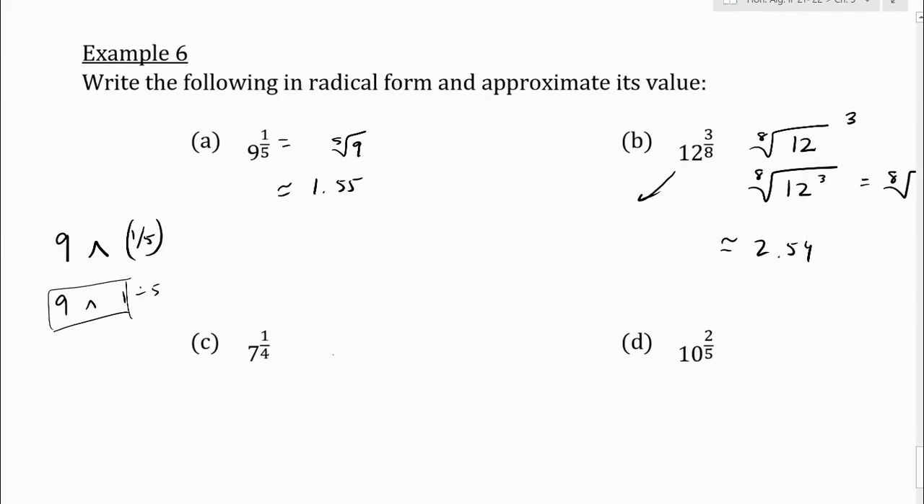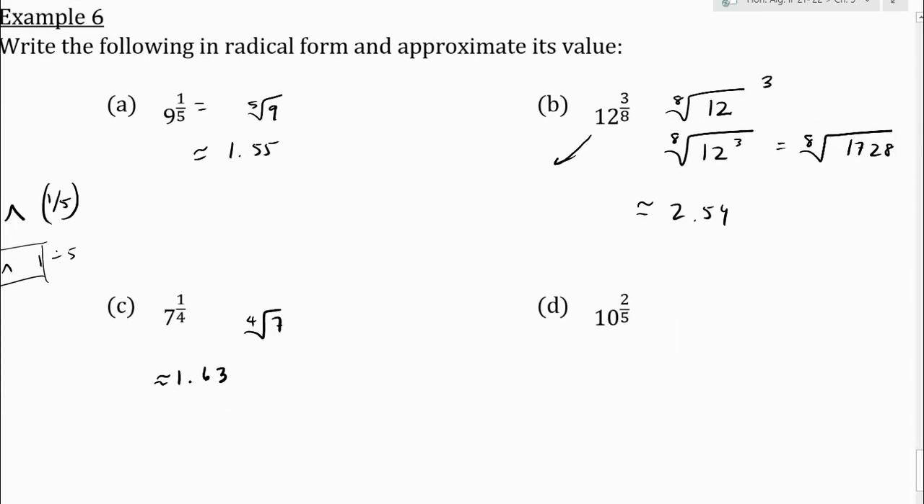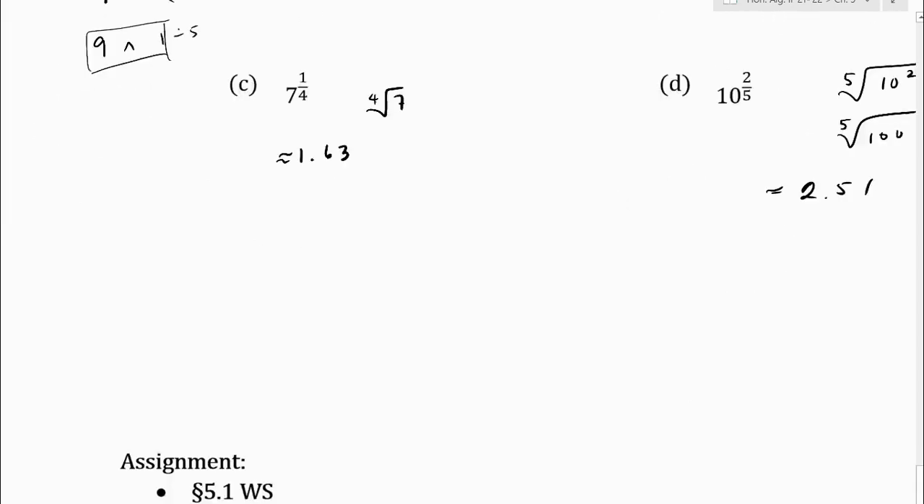Okay, so this is the principal 4th root of 7 to the 1st, and 7 raised to the 1/4, which you can type in 7 to the 0.25. It's about 1.63. This one's the 5th root of 10 squared. And let's see, 2 50s, 50s, 2 25s. You don't have 5 of anything. So 10 raised to the 2/5, which is, I'm just going to type in 10 to the 0.4. You get that. Okay.